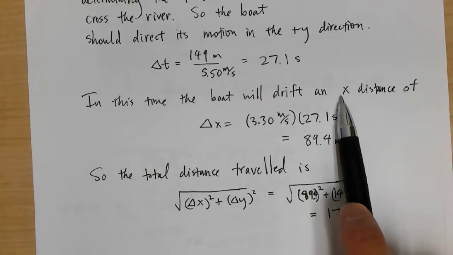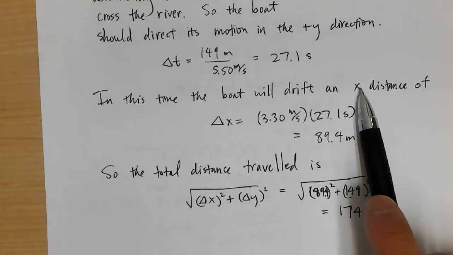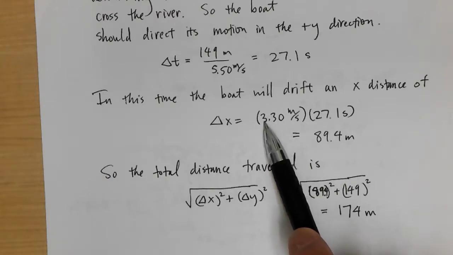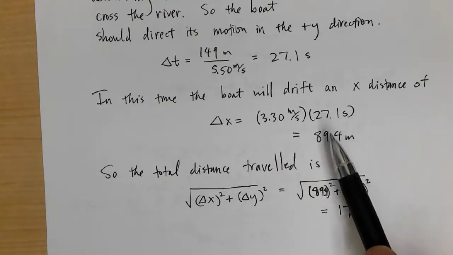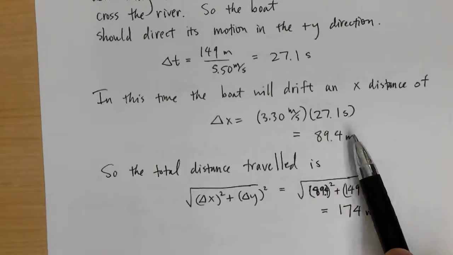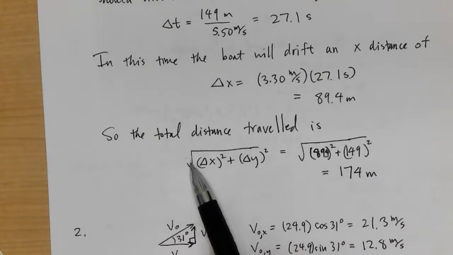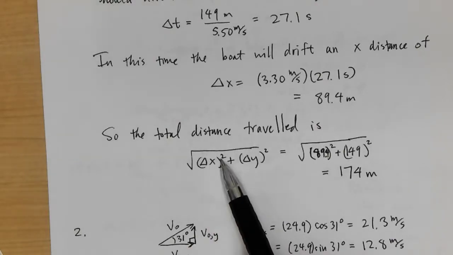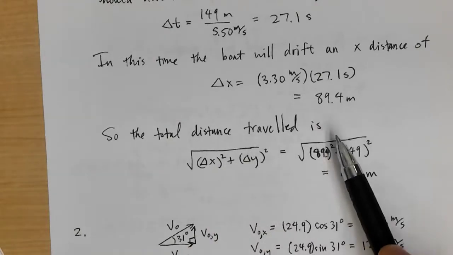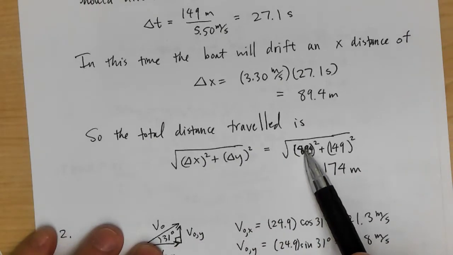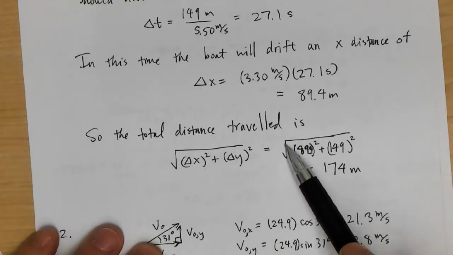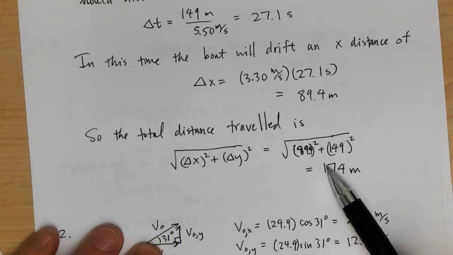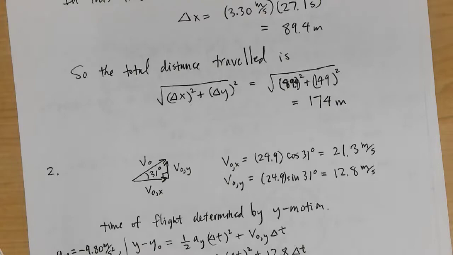Now in that time, the boat will drift in the x direction by the river velocity, which is 3.30, times the time, which is 27.1, and that comes out to 89.4 meters. The total distance traveled will be the square root of the sum of the squares of the x distance and the y distance. So the x distance squared is 89.4 squared, the y distance is 149 squared. Take the square root, and we get 174 meters.